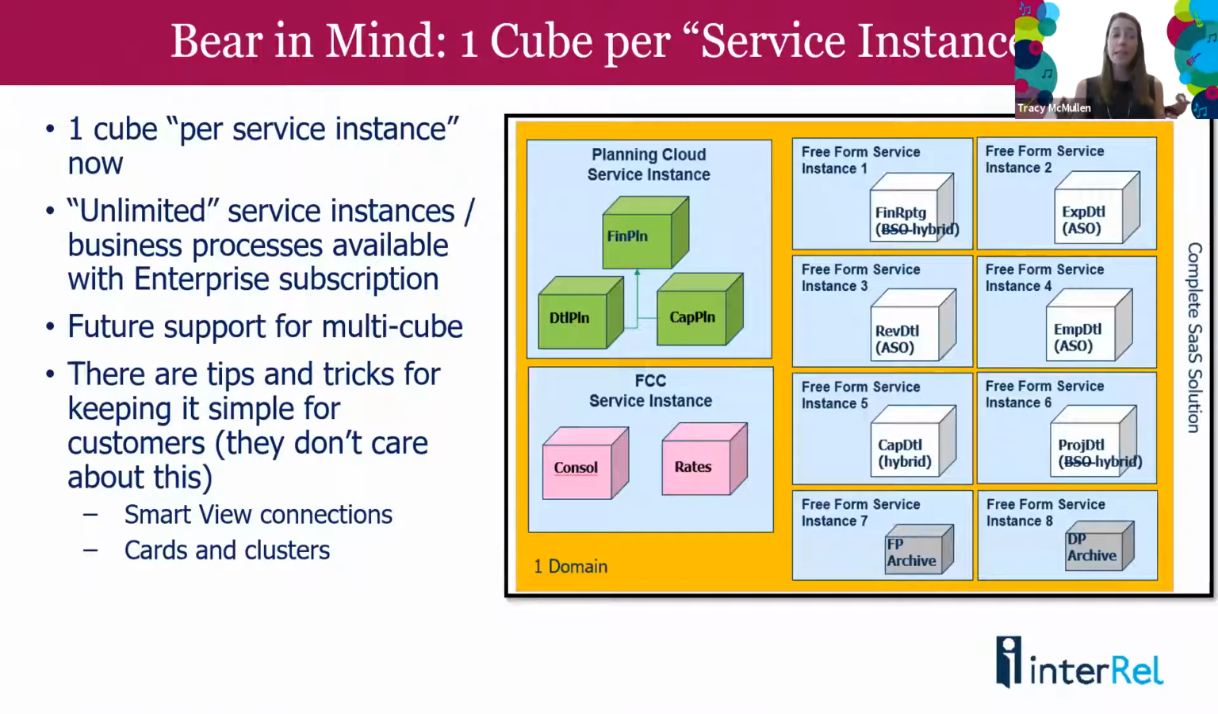The one thing to keep in mind, it is 1 cube per instance. Underneath the covers, whenever you are subscribing to the EPM Cloud subscription, you're going to have a planning instance. You'll have an FCC instance. Each one of these Essbase cubes will be their own instance. At least that's how it is right now. In the future, they may allow us to have multiple cubes in a single pod or single instance.